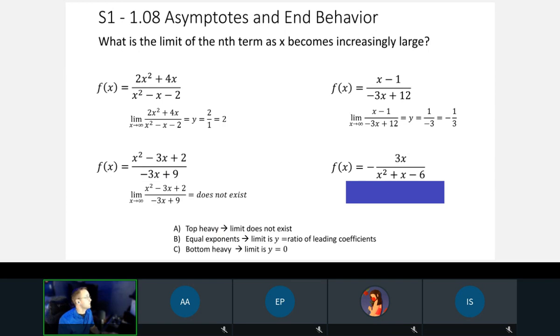All right, this last one. X to the first and x squared, well, it's bottom heavy. And you look at the bottom heavy, we learn that if it's bottom heavy, the limit is always y equals 0. That look familiar, everyone?